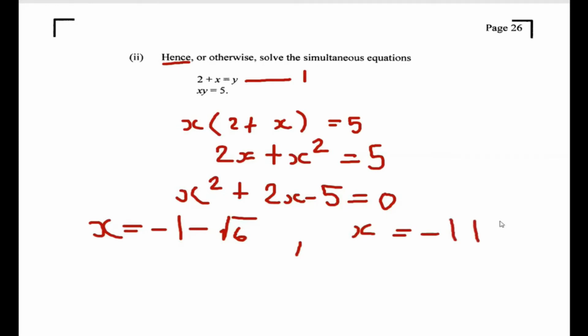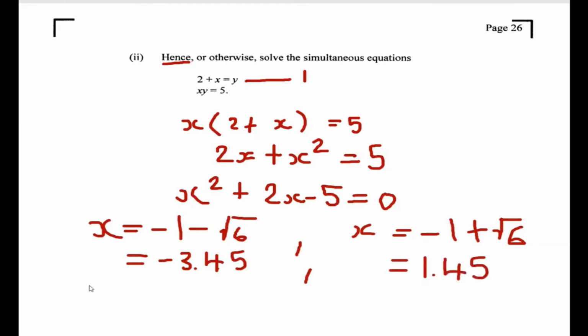Now, if you're not comfortable working with square roots, you can put it as a decimal if it's confusing. So negative 1 minus the square root of 6 is negative 3.45, and negative 1 plus root 6 is 1.45.